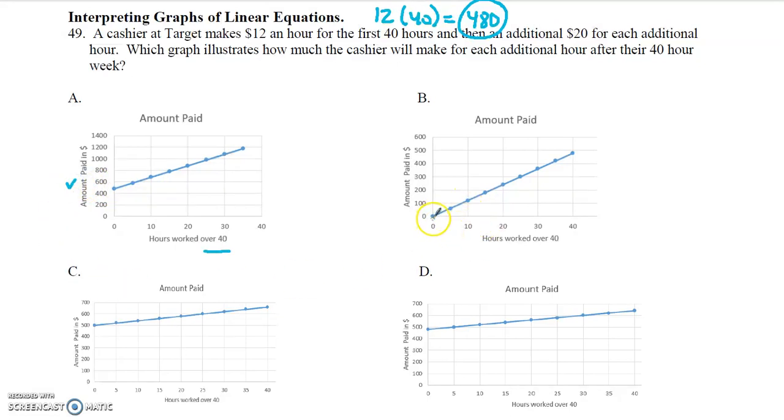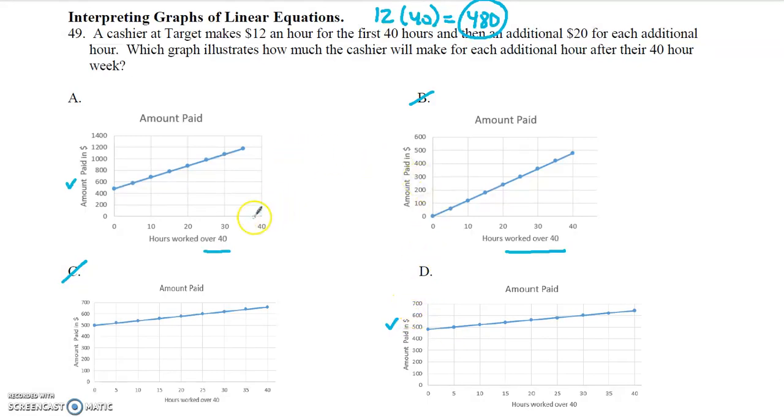B is at 0 hours. She's not making anything, which is not correct. She's already made $480. Again, we're looking at hours worked over 40 hours. So B is not it. This one at 0 hours should be at 480, and it looks like it's at like 500, so that's not it. And then D, here's 0 hours. That could be it. It looks like it's close to 500, but it might be 480. So we will keep looking at that one.